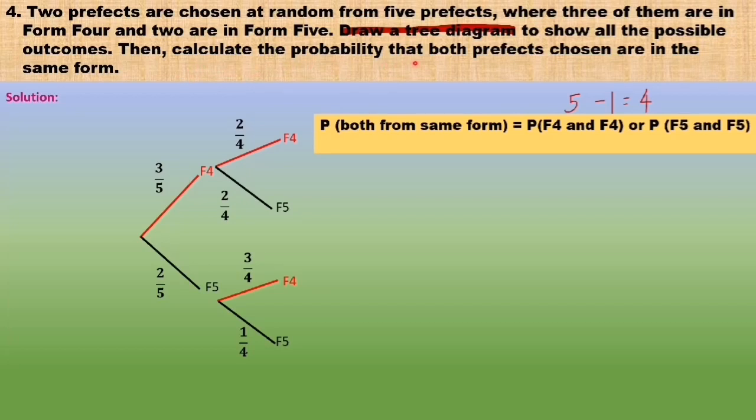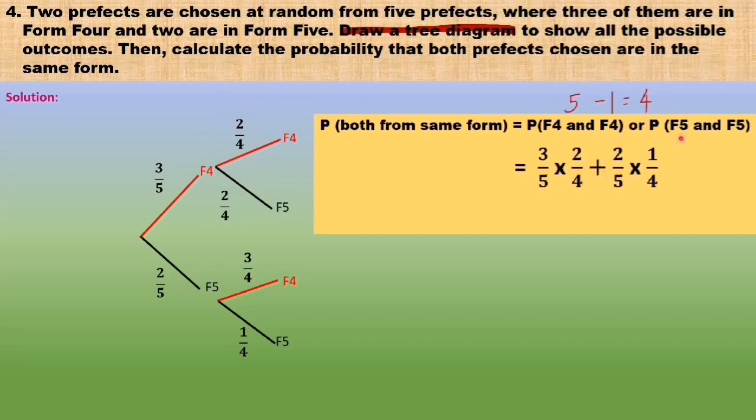Now we calculate the probability that both prefixes chosen are in the same form. So we have 2 possible outcomes, maybe form 4 and form 4, or form 5 and form 5. You know the keyword AND, we multiply; the keyword is OR, we plus. So form 4 and form 4, we take from here: 3 over 5 times 2 over 4. Or we just plus form 5 and form 5, we take from this part: 2 over 5 times 1 over 4, equals 2 over 5.